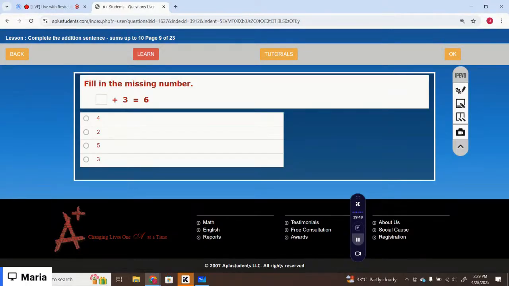Fill in the missing number. 3 plus what number equals 6? 3 plus 3 is the correct option. The last option is the correct one. That is 3 plus 3 makes 6.